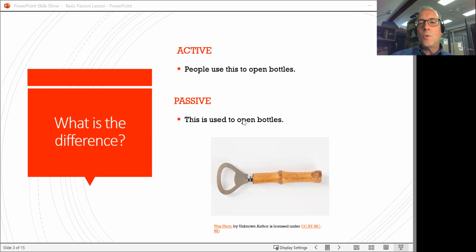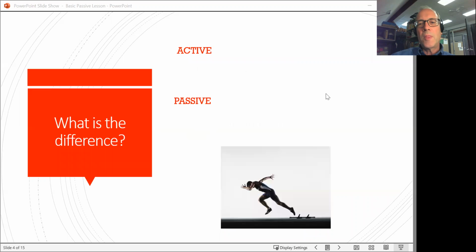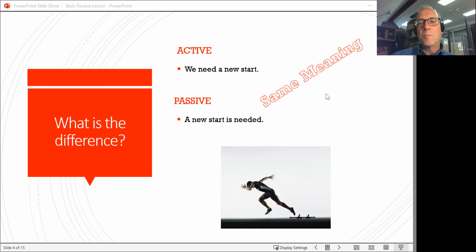This is used to open bottles. You see the subject now is this, and there's no people. So we've taken the object, this, made it the subject. This is used to open bottles. Is it the same meaning? Yes, it is. Another example. We need a new start. That's the active sentence. And the passive is a new start is needed. Again, it's the same meaning.